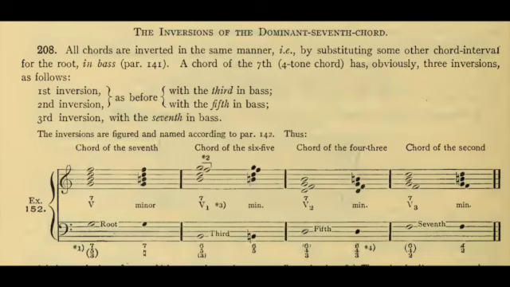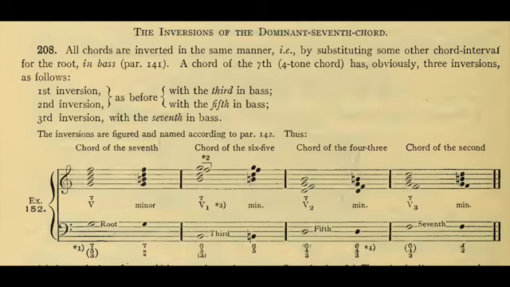Since the dominant seventh chord consists of four tones, G, B, D, and F, we have three different inversions in addition to the root position. The first inversion, known as the 6-5 chord, here the third of the chord, the note B, is in the bass. This inversion feels the most exciting and closest to the tonic.